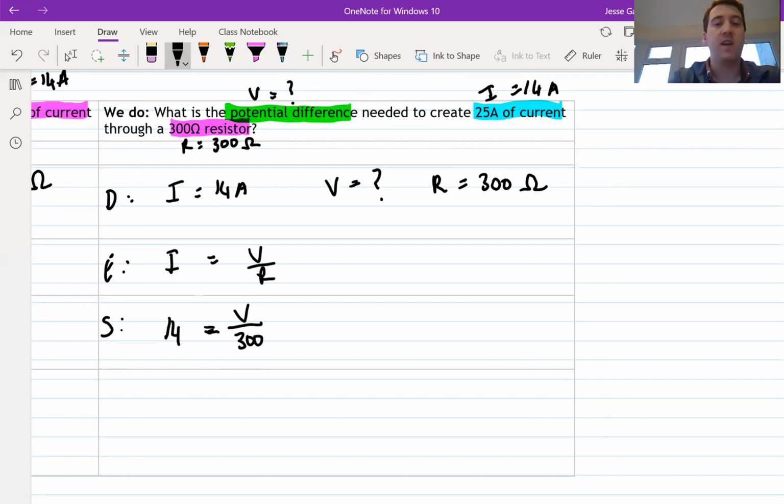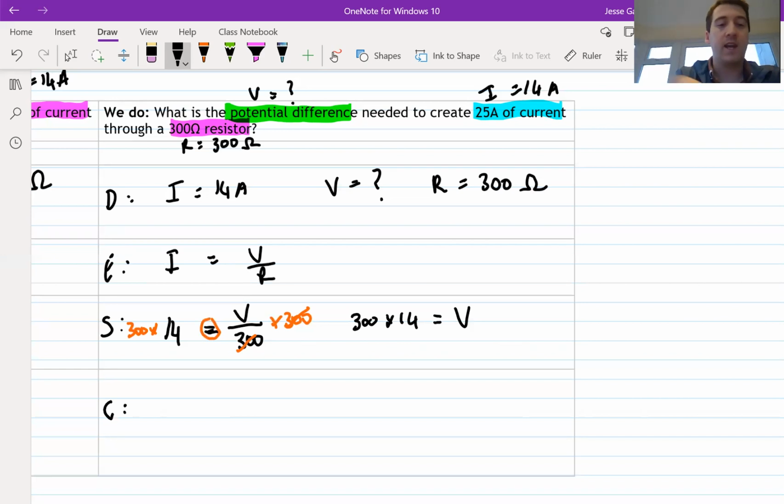And V at the moment is being divided by 300. So that's dividing V into 300 little pieces. To get the full V, I've got to multiply by 300, but I can't just do it to the right-hand side because this is an equal sign. So I must also multiply the 14 by 300. So when I do that, they can cancel out and just give me one V. That gives me the new equation of 300 times 14 is equal to V.